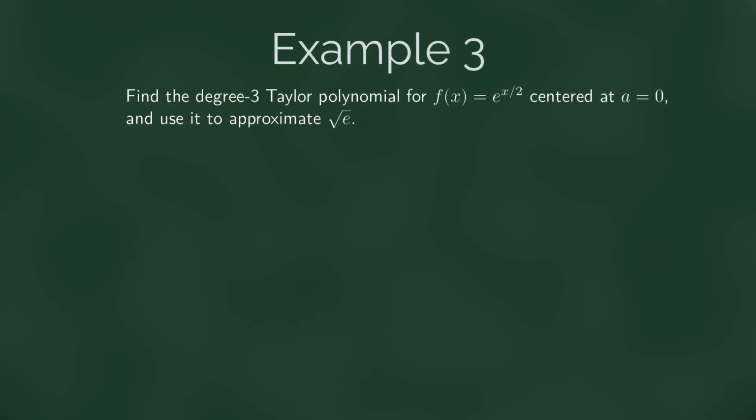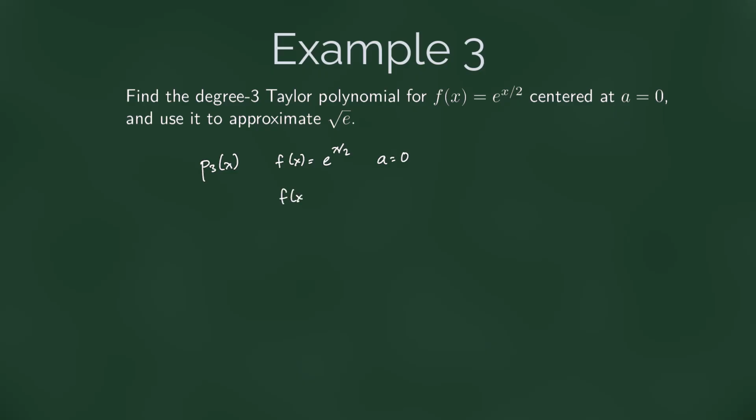All right, we're going to do another example with an approximation now. We want the third degree polynomial, so p sub 3 of x, for f of x equals e to the x over 2. We're centering that at a equals 0, and eventually we're going to approximate the square root of e with this. All right, so we know we need 3 derivatives.